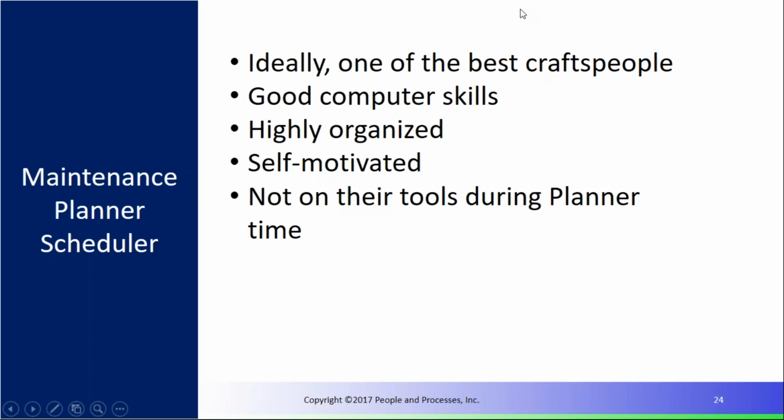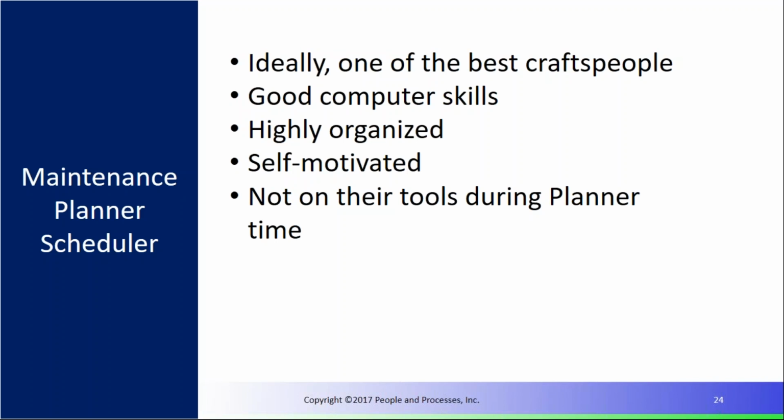So ideally, when we talk about the planner scheduler role, it should be one of your best craftspeople. The reason for that is that if they have those skills, it makes it really easy for them to plan jobs and to get that technician a head start. If they don't have the skills, then they have to spend more time physically going out and working with the technicians, and we lose a level of efficiency as part of that. Ideally, good computer skills, because they live in the CMMS. They're constantly generating work orders, triggering PMs, updating PMs, all those things.